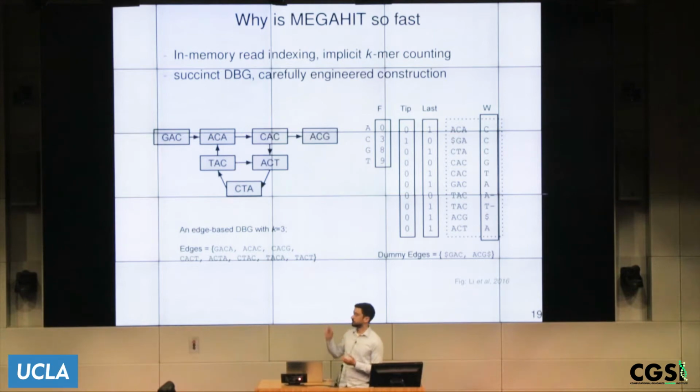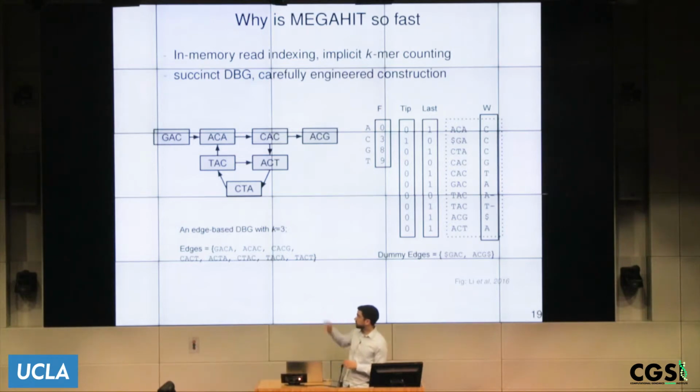And here I'm highlighting just 2 effects. One is that it has designed a data structure which indexes the reads in memory and does k-mer counting implicitly. So it can count k-mers from reads with multiple k values by not having to read all the reads again from disk many times, but instead querying a data structure. And this structure is called a succinct de Bruijn graph. And it also has a carefully engineered construction.